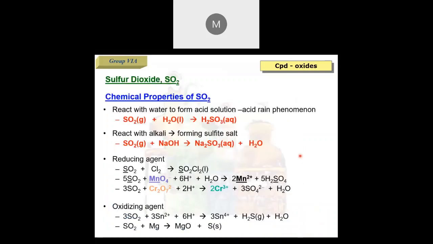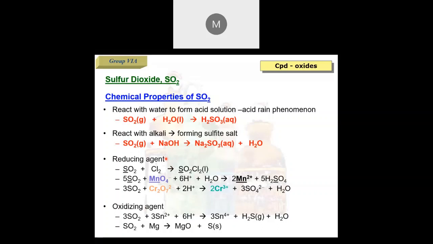Next is the sulfur dioxide. The chemical properties of sulfur dioxide: it reacts with water to form an acid solution, which is the acid rain phenomenon. This is the sulfurous acid, and it reacts with alkali as well, forming sulfite salts. It can react with a base to form the salt.